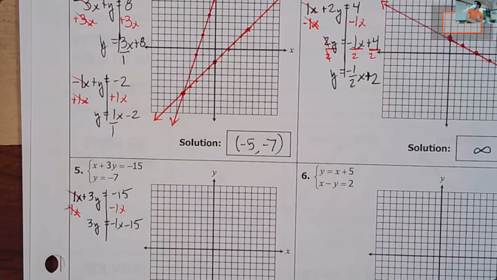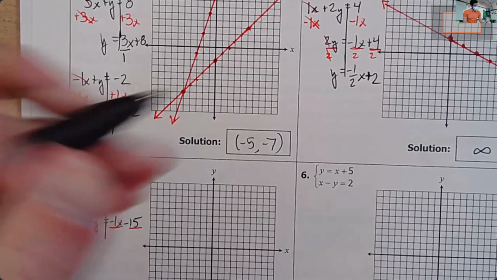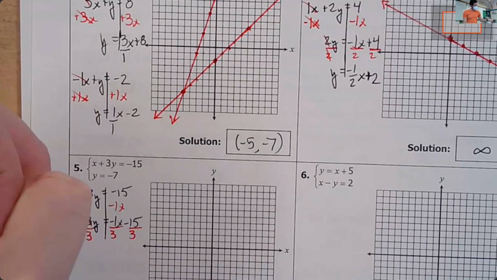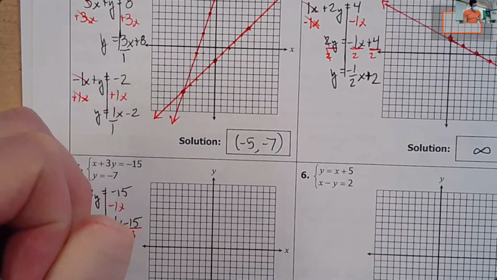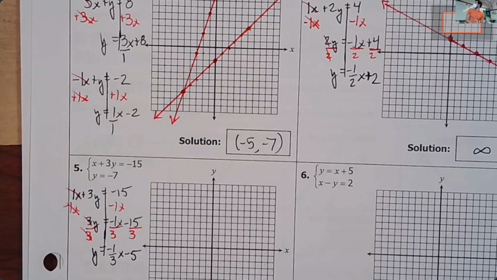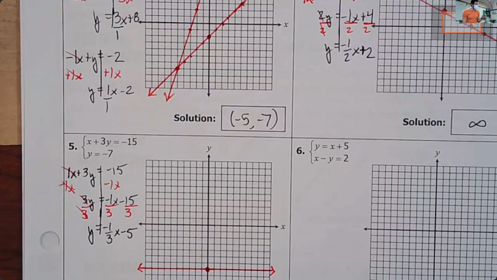We always keep the x term and the regular numbers separate because you can't add or subtract something with a variable and something without. That's why we're keeping those separated. And then the last thing we need to do here to get y by itself is to divide everything by 3, kind of like we divided everything by 2 on number 4. We're dividing everything by 3 here on number 5. And that'll give us y equals -1/3x, and then -15 divided by 3 is -5. So there's our slope-intercept equation right there. y equals -1/3x minus 5.